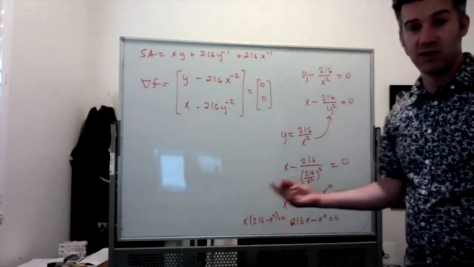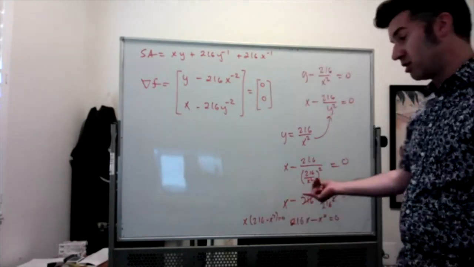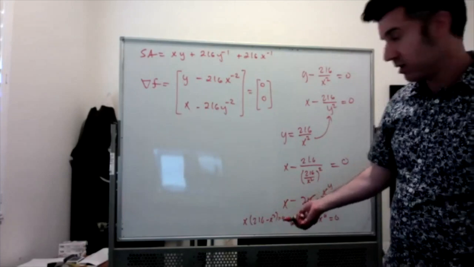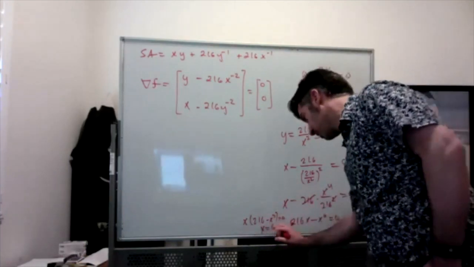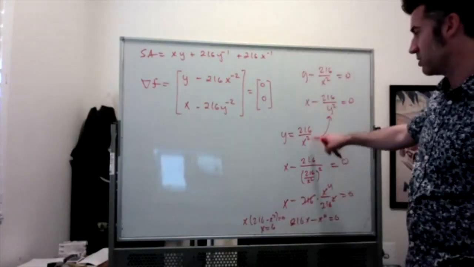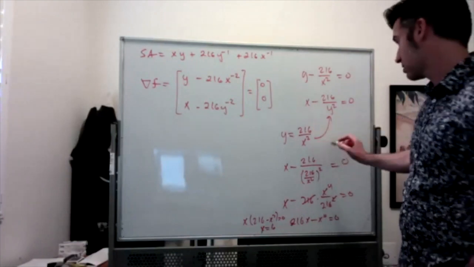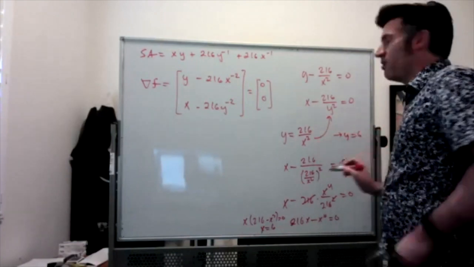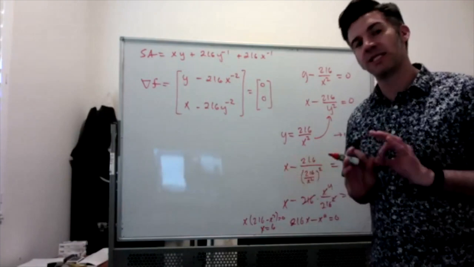And then x is either 0, which we know is not the right answer, or the cube root of 216, which is 6. So you get x equal to 6, and you plug that back in, and 216 divided by 6 squared is also 6. But there's a slicker way.